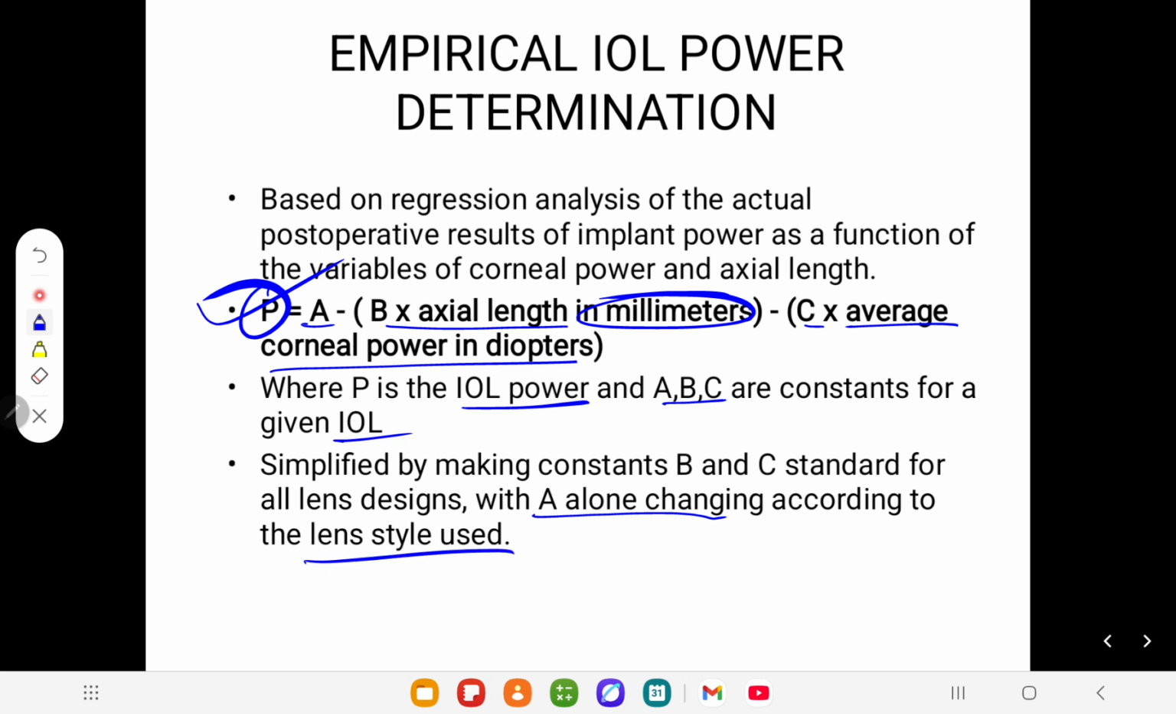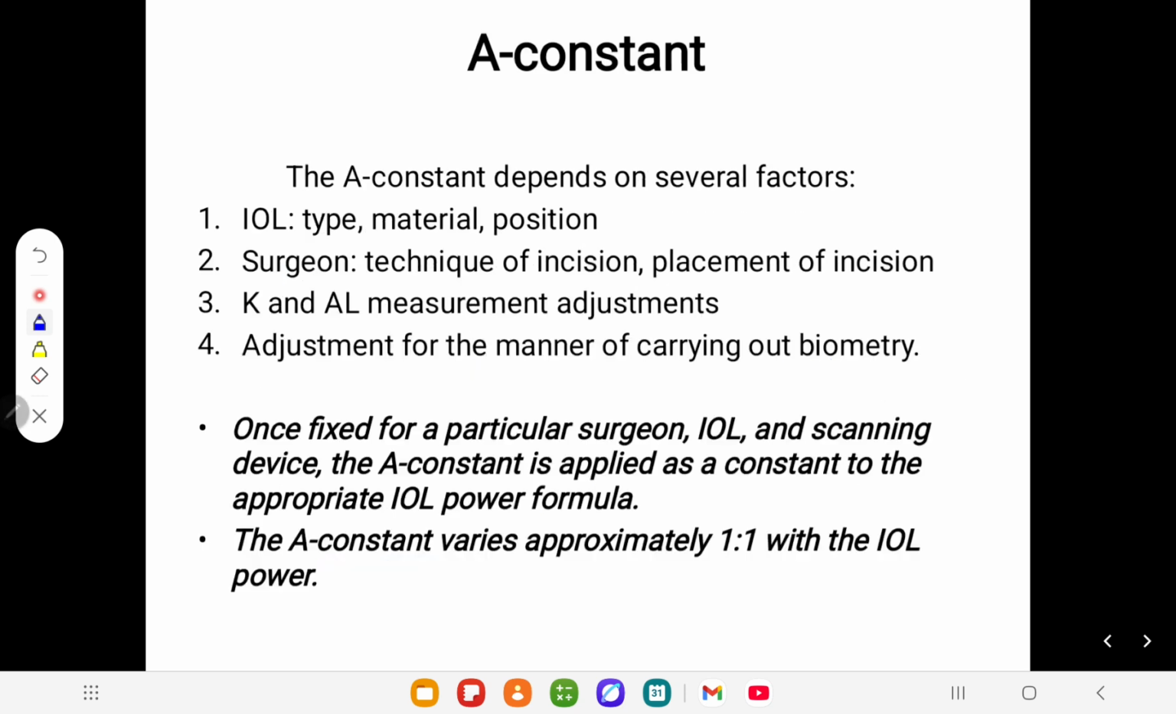I'll definitely talk about what is a constant. Obviously, we know that B is some constant, C is some constant, while axial length and corneal power differ for each person. But what is A, which alone changes? B and C, we will definitely talk about with the SRK formula: what is 2.5, 0.9, and so on. But I want to talk about A alone, because many students have a wrong concept about the A constant. That's why I want to talk about A.